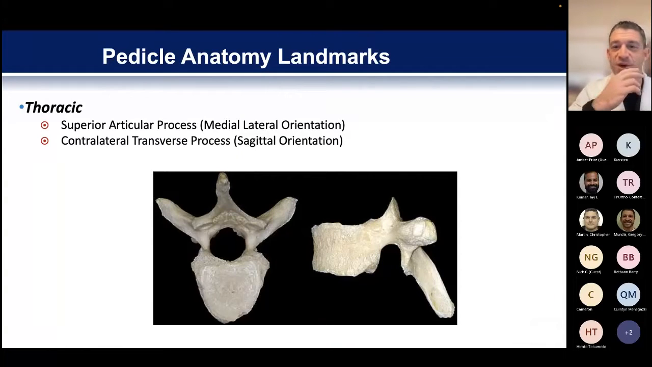All right. So we're gonna talk a bit about just basics of placing pedicle screws, and we're gonna do it in the open environment and then also in the MIS environment, fluoro-based.